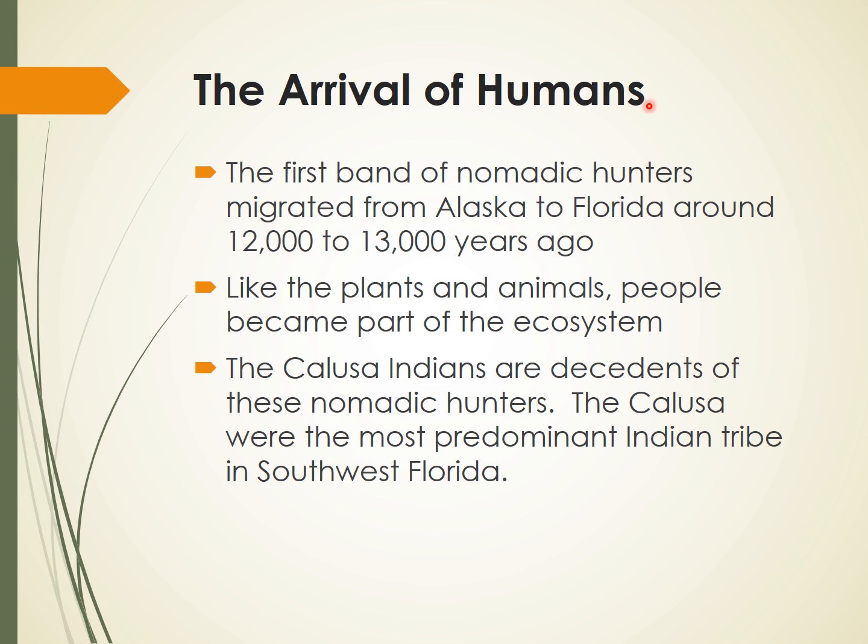So the arrival of humans: the first band of nomadic hunters migrated from Asia, Alaska to Florida around 12,000 to 15,000 years ago. And you see different numbers for that. I believe our book might have mentioned 15,000 years ago, but it's definitely in that time frame. Like the plants and animals, people became part of the ecosystem. What's important on this slide is the fact that the Calusa Indians are descendants of these nomadic hunters. If you grew up in the Naples area, you probably are already familiar with the Calusa, and they were definitely the predominant Indian tribe in Southwest Florida.